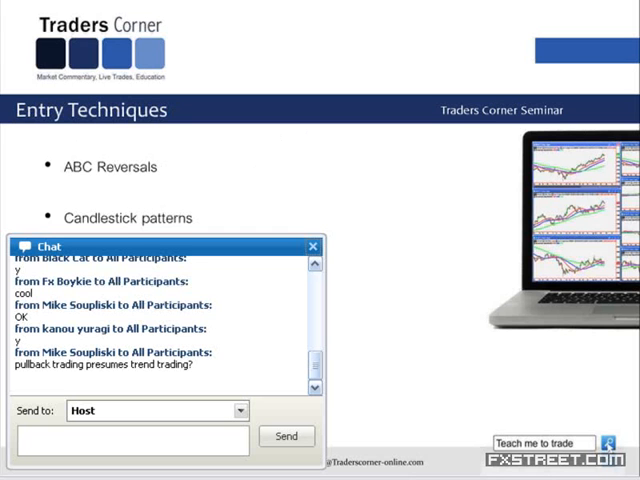Just looking at the chat here, pullback trading presumes trend trading. Yes, exactly. We're looking at trend trading.